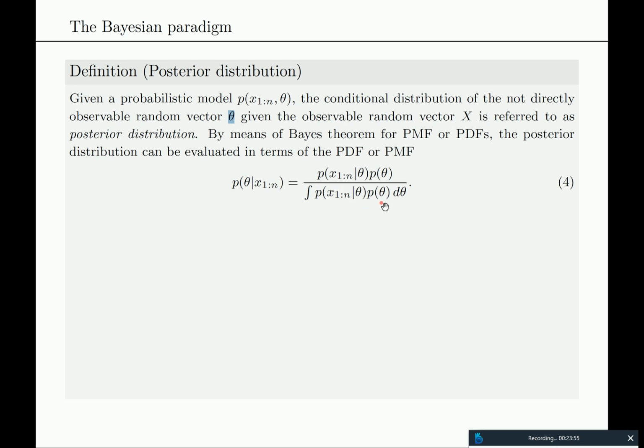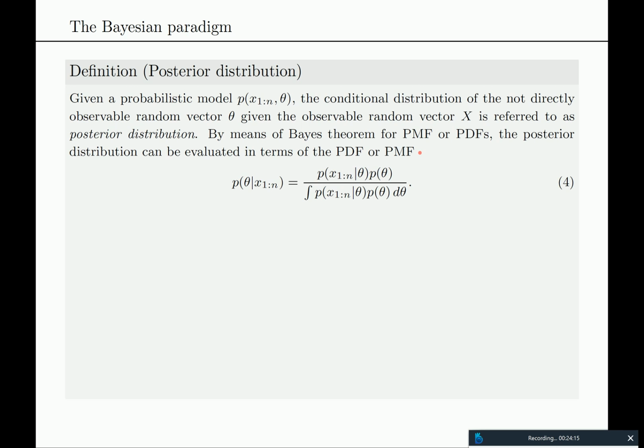And here it's written in terms of the prior times the likelihood, and then integrating over the parameter the joint distribution, so that in the denominator you have the marginal. So this is just Bayes' theorem. Of course, we discussed Bayes' theorem in the beginning of the course.